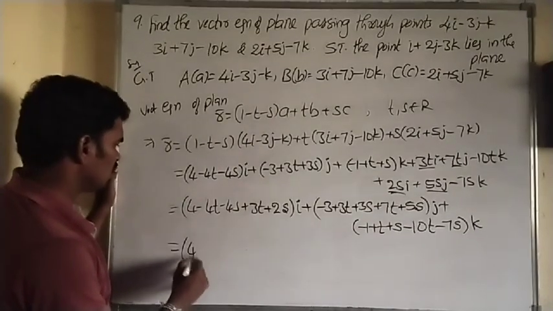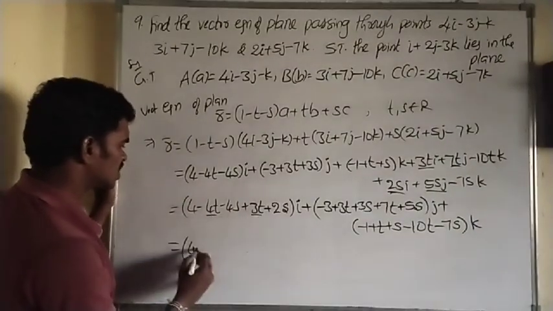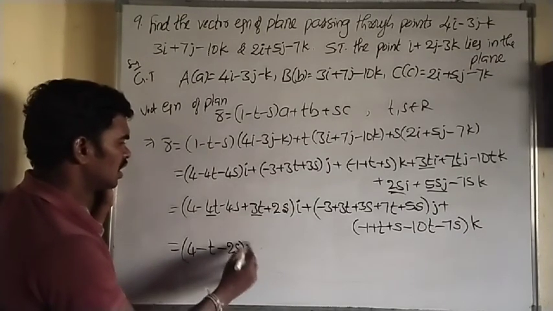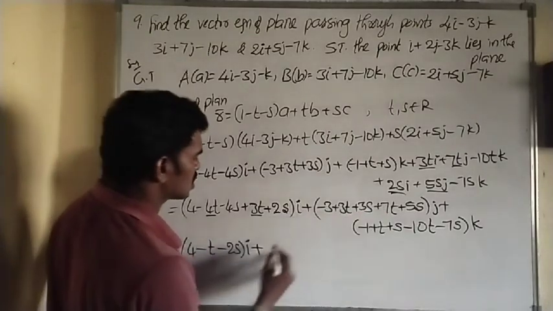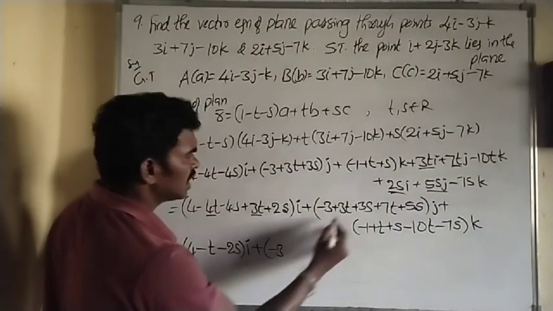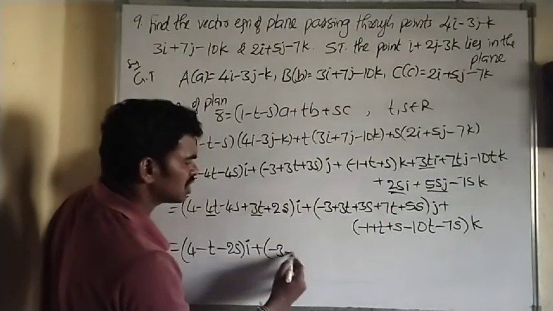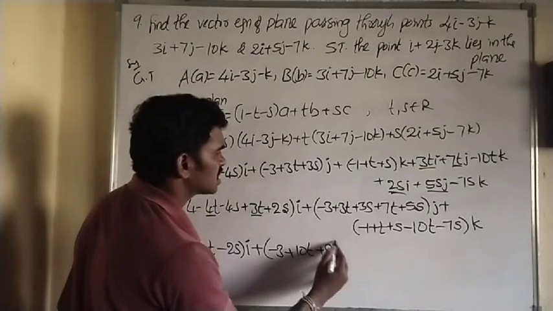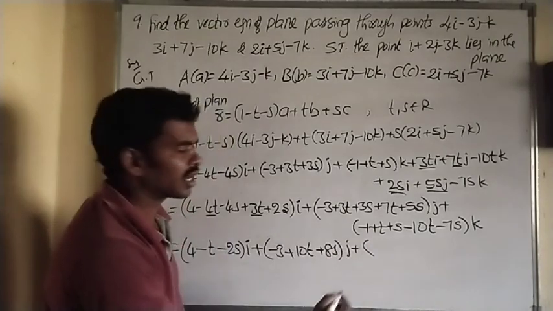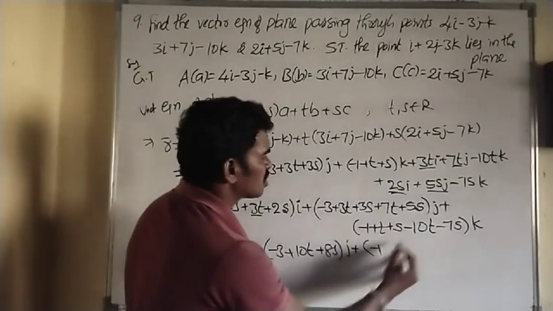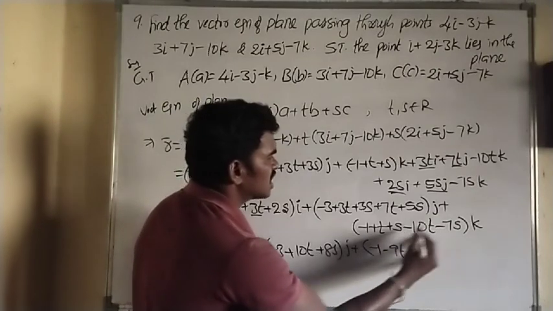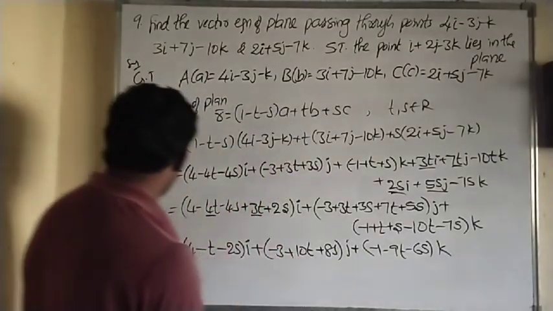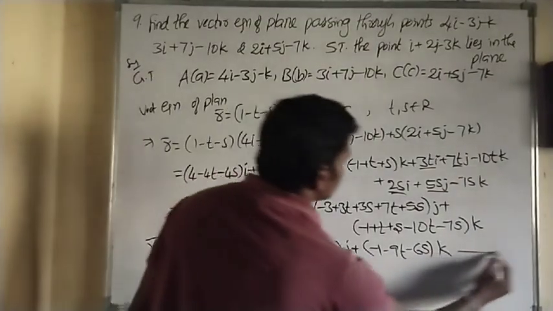The constant is only 4, the t terms are minus 4t plus 3t, which becomes minus t, and the s terms are minus 4s plus 2s, which becomes minus 2s, into i. Next, the j coefficients: constant minus 3, t terms plus 3t plus 7t, how much? Very good, 10t. S terms 3s plus 5s becomes 8s, into j. Next, the k coefficient: minus 1, t terms minus 9t, s terms minus s minus 7s, becomes minus 6s, into k. So this is the equation of the plane passing through the 3 points.